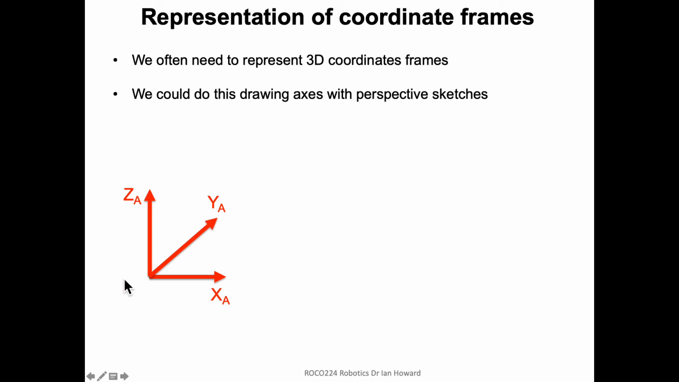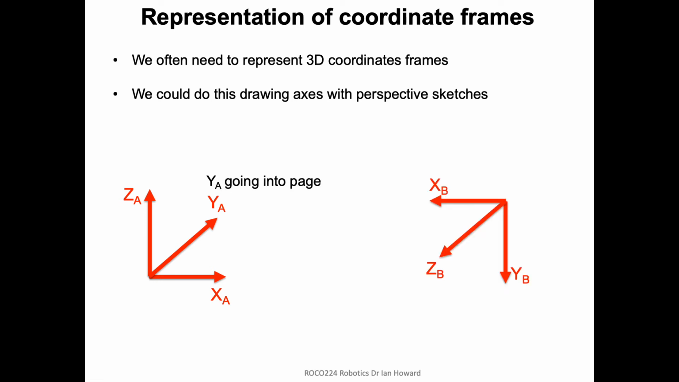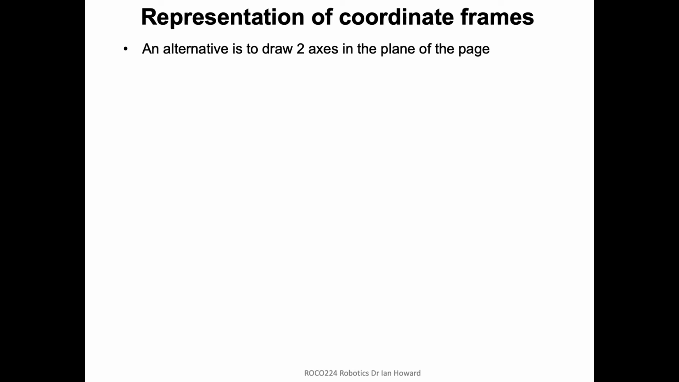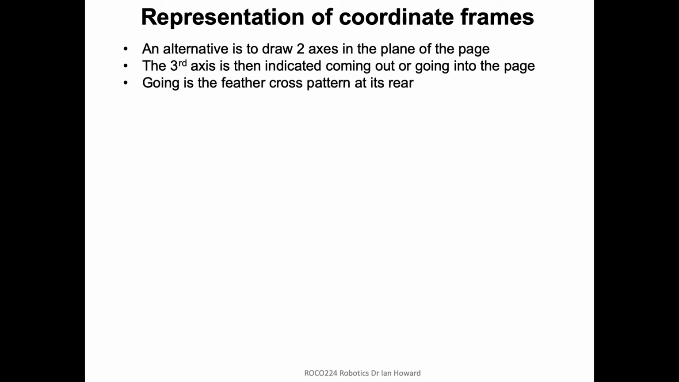For example, we can have the x-axis along the bottom going to the right, a z going up, and we represent the y-axis, which is perpendicular to both of these, going into the page. We could also rotate this axis system round and draw it in a slightly different orientation, in this case with y coming down, x going off to the right, and z coming out of the page. But there are other ways of writing these things down, using an arrow as opposed to trying to draw this in a perspective drawing.